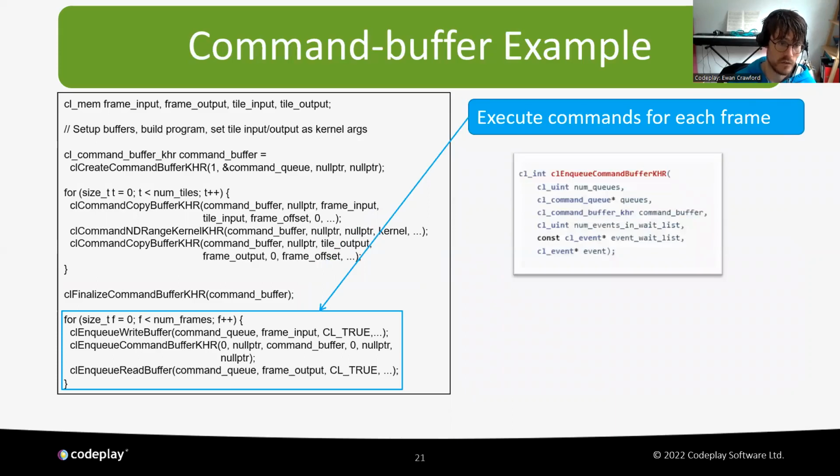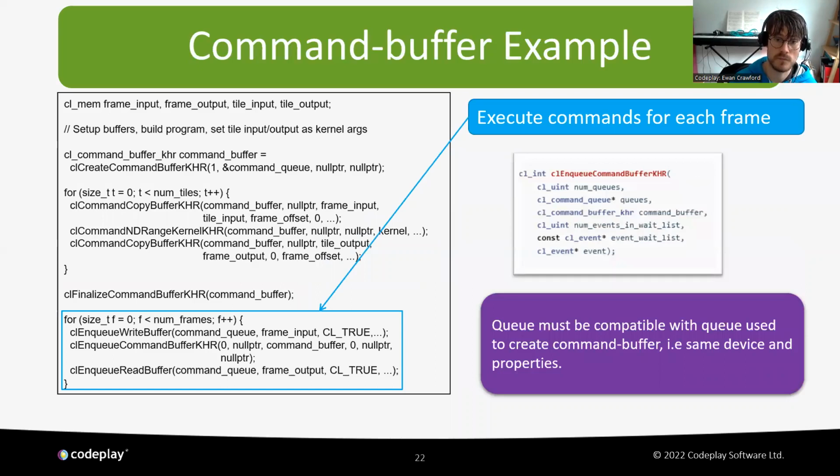Finally, for each frame we enqueue the command buffer. This takes a list of queues to enqueue the command buffer to. This will actually be a single queue, because right now we only support a single queue. But it doesn't have to be the exact same queue that was used on command buffer creation. It can be an equivalent queue, as in compatible, which means the same device, same properties, same context. And it takes a list of events, so we can synchronize this command buffer enqueue with regular OpenCL commands.